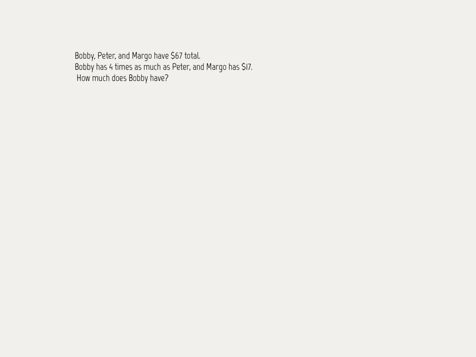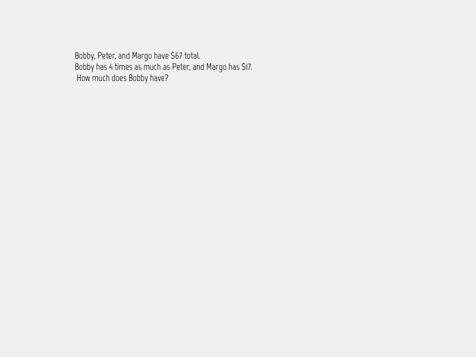So here we have one final example of a bar modeling problem that you might use for division. And this is a problem that otherwise students might have to guess and check their way through, but we can use the bar model to help them solve it or to help us solve it. So we have 3 people, Bobby, Peter, and Margot, and they have $67 total. Bobby has 4 times as much as Peter, and we know that Margot has $17, and we want to figure out how much Bobby has.